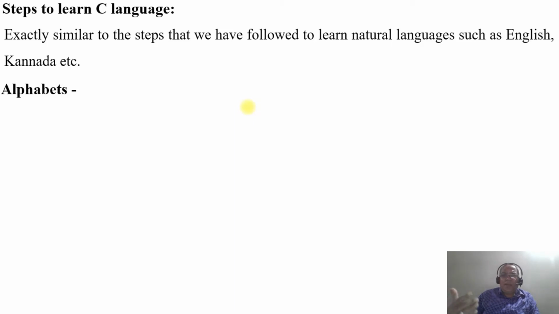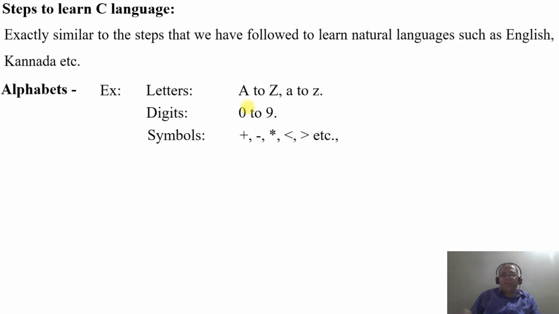When you want to learn a language, we should have alphabets. So what are the alphabets we are talking about? For example, considering the letters, we have letters from capital A to Z and also from small a to z. Then we have digits, from 0 to 9. And then we have symbols we need for calculation purposes: addition, subtraction, multiplication, less than, greater than symbols and so on. And then we have tokens.